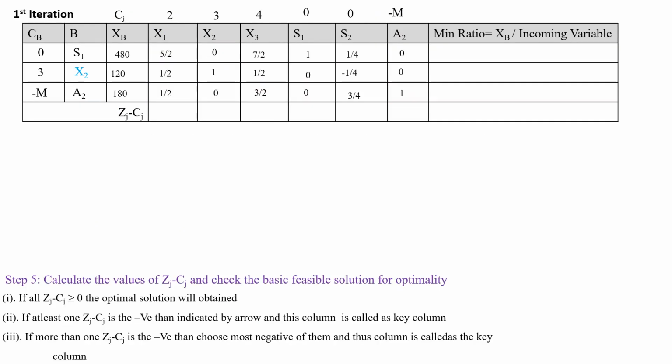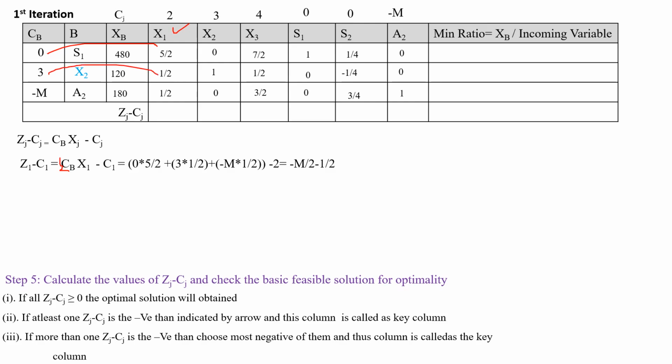So next step is we have to calculate the values of Zj minus Cj and check the basic feasible solution for optimality. First we have to determine the Zj minus Cj for the first basic element, that is x1: z1 minus c1 equal to the summation of cb x1 minus c1. So which is 0 into 5 by 2 plus 3 into 1 by 2 plus minus M into 1 by 2 minus 2. It will become minus M by 2 minus 1 by 2.